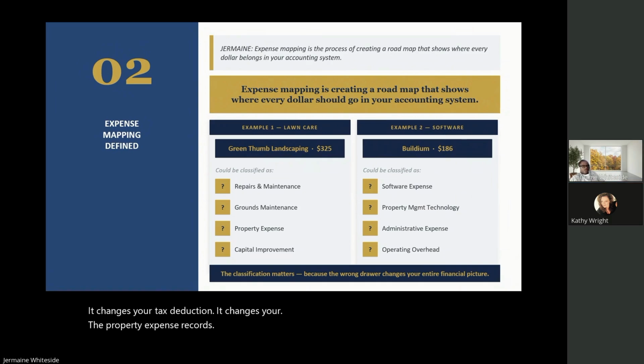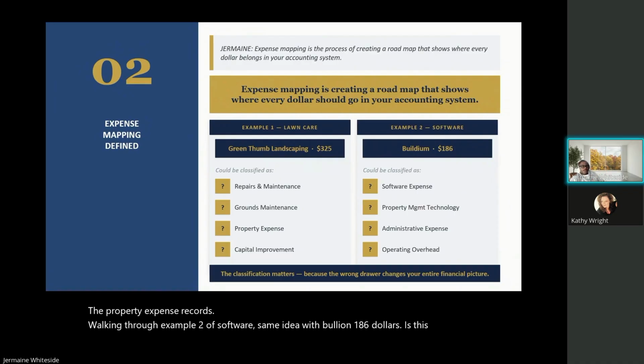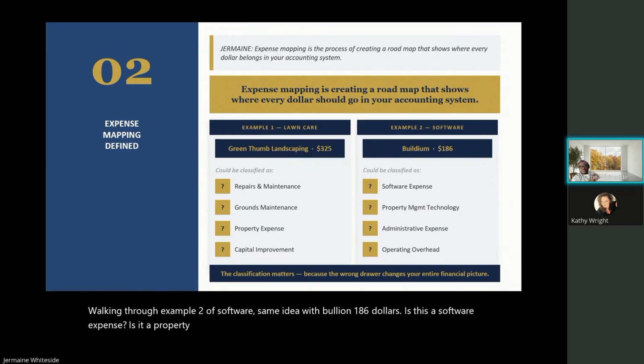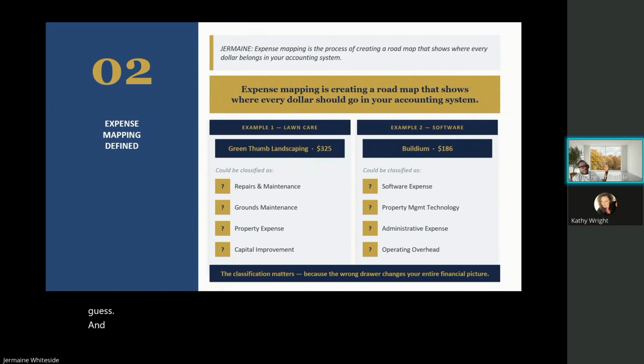Walking through example 2, a software, same idea with Bullion, $186. Is this a software expense? Is it a property management technology? Is it administration? The answer tells a different story each time. This is why expense mapping matters. Without it, every transaction is a guess. And without expense mapping, think about it from your bookkeeper who is seeing these transactions, who's not in your office.